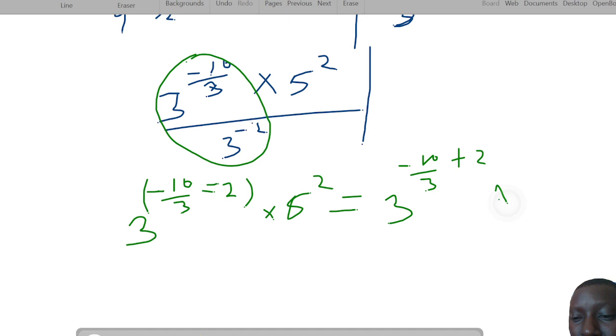Then times 5 to the power of 2. So class, here this should be 3 to the power of negative 10 all over 3 plus 2.